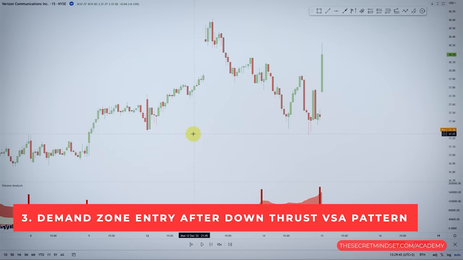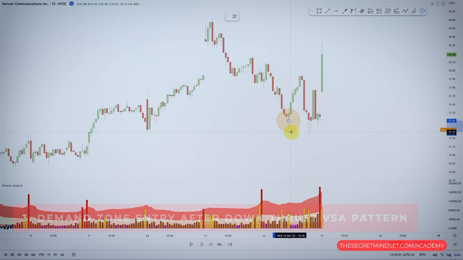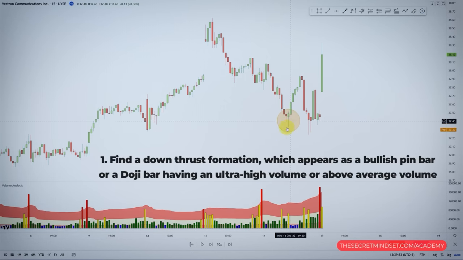To align with smart money is to trade demand zones after you find a downthrust VSA pattern. You need to follow these steps. First, you need to find a downthrust formation, which appears as a bullish pin bar or a doji bar having an ultra high volume or above average volume.